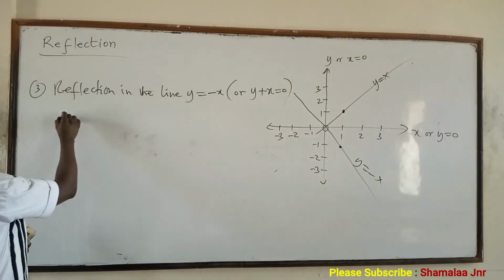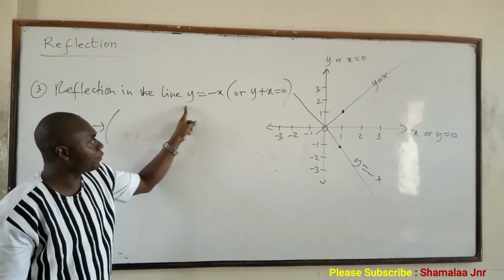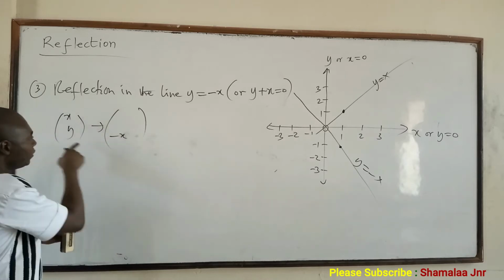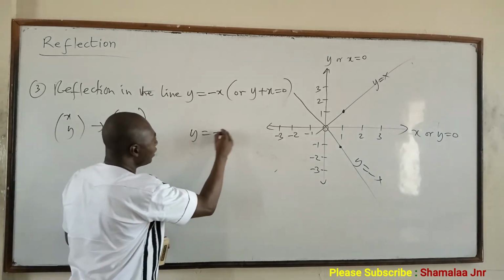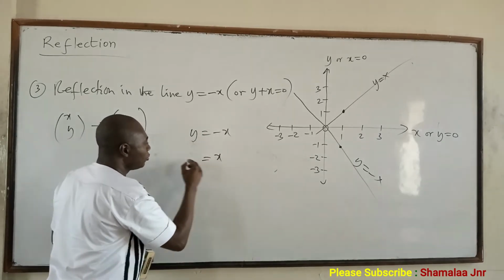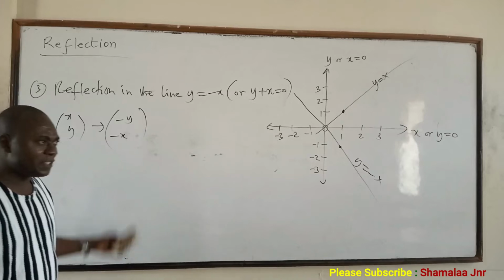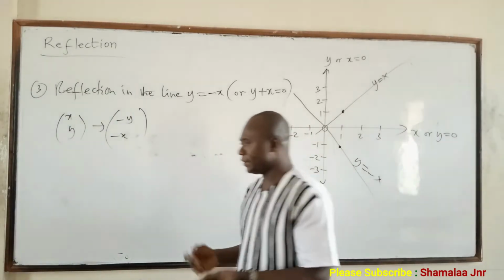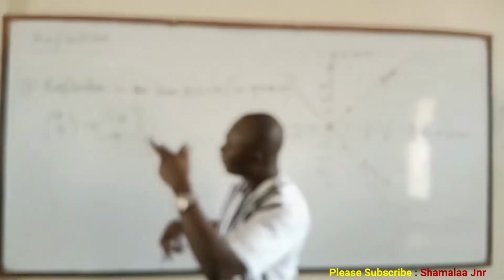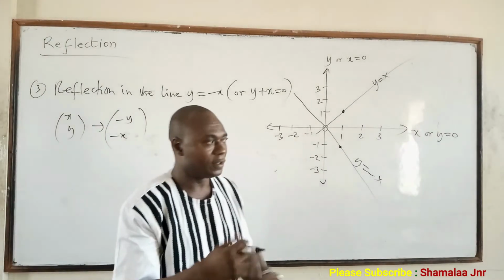So let's try to get a formula. Say xy maps onto, look at what is happening. Y is equal to -x. So I just come here and say y is equal to -x. Now, if you have y equal to -x and you want x, you can divide here by -1, here by -1. So x will be equal to -y. So what this means is that to reflect a point in the line y equal to -x, you interchange their values and negate them.